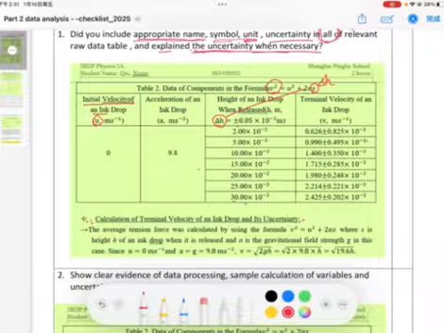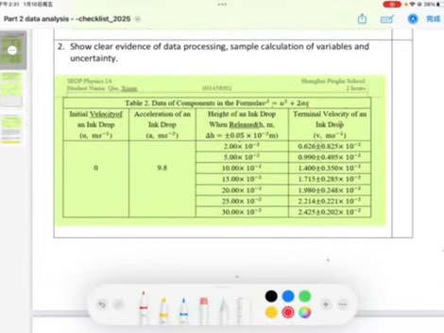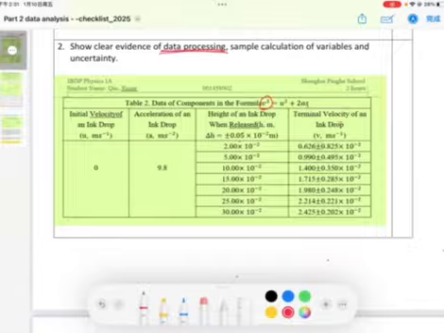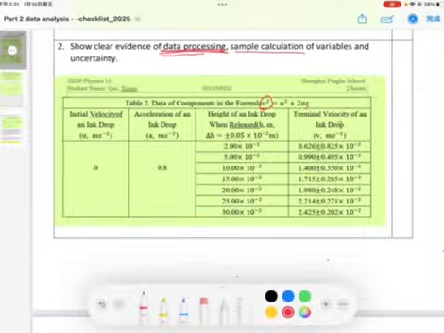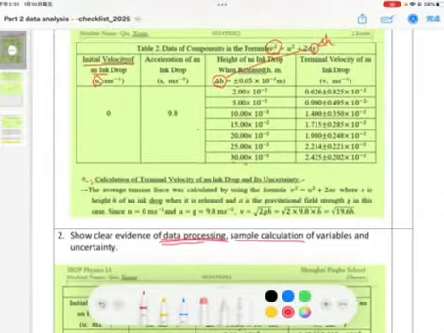Okay, and then number 2, after you record all of your data, you are going to show the processing of your data. As we can see, again, using this example over here, V is the one that you need to calculate, right? You cannot measure V directly. You calculate V by using the H. So there is a sample calculation. If there's a calculation involved, then you need to show the sample of the calculation over here.